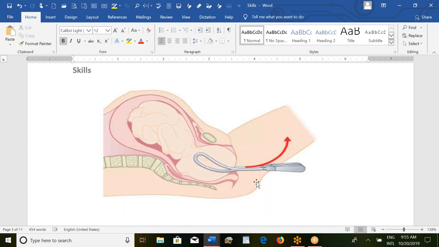The arrow is showing towards the forceps. It's an outlet forceps. It has got a shank and handle.